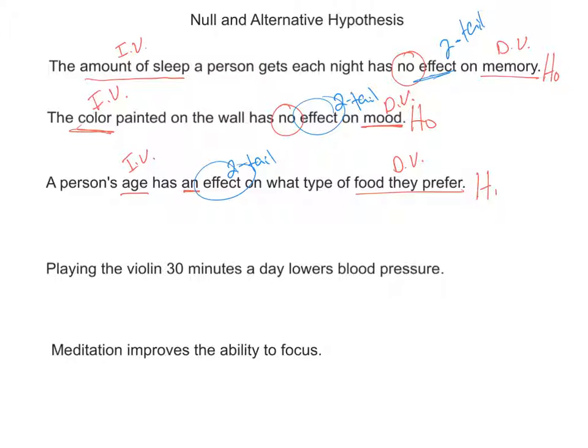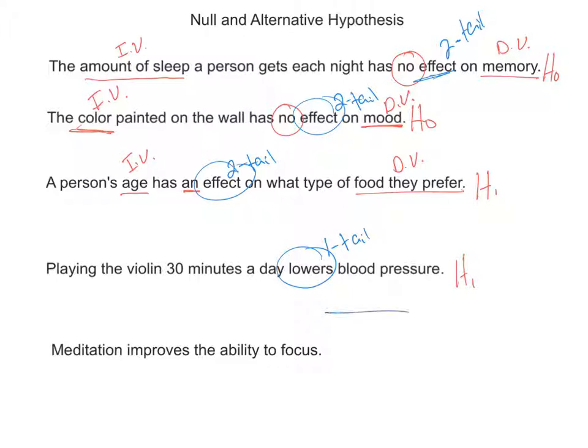Okay. So playing the violin 30 minutes a day lowers blood pressure. This would be an alternative hypothesis again, right? Because there's no negative or nullifying statement in this at all. It's stating the alternative to not really having an effect on blood pressure from playing the violin. It's going to be one-tail, right? Because of lowers.